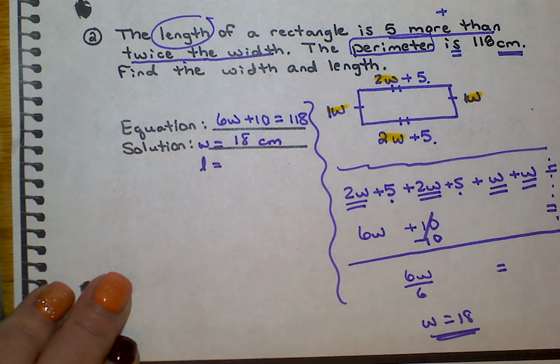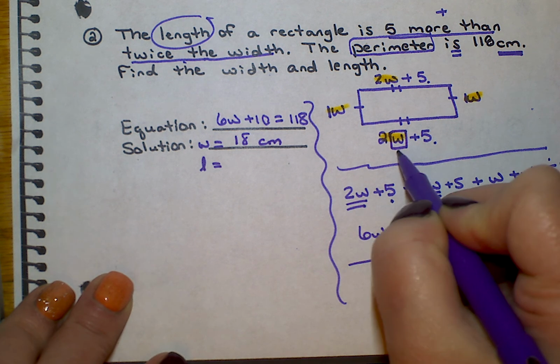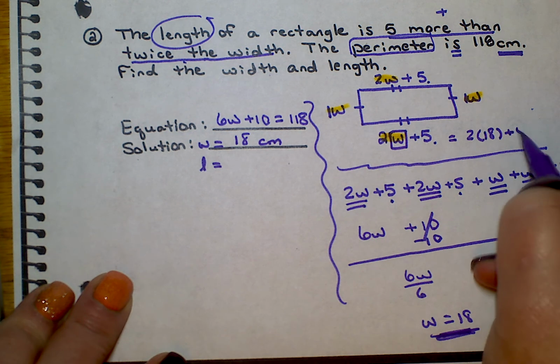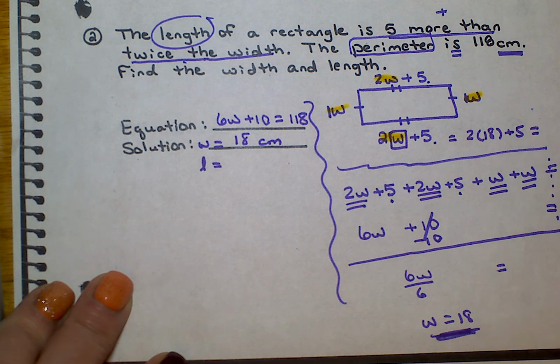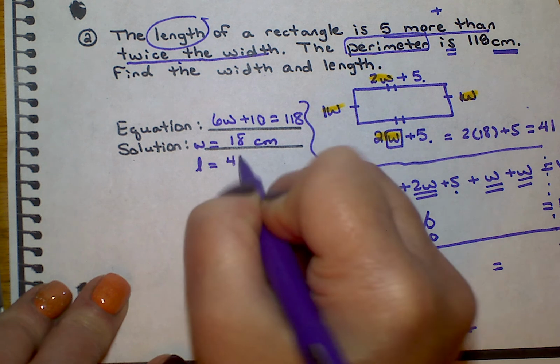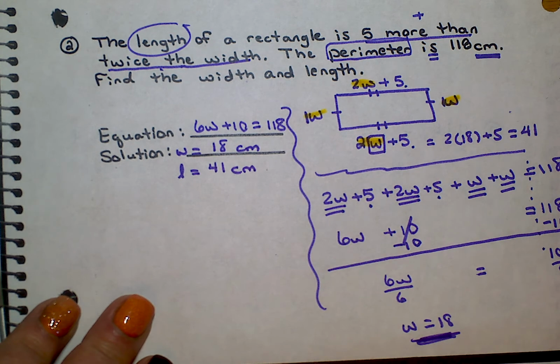The length. Now, to figure out the length, you have to use that substitution property. You have to plug in 18 for the width. So you have to do 2 times 18 and add 5. So go ahead and do that. You can type it all in just like with the order of operations. And that gives you, I believe, a 41. Okay, 41 centimeters.